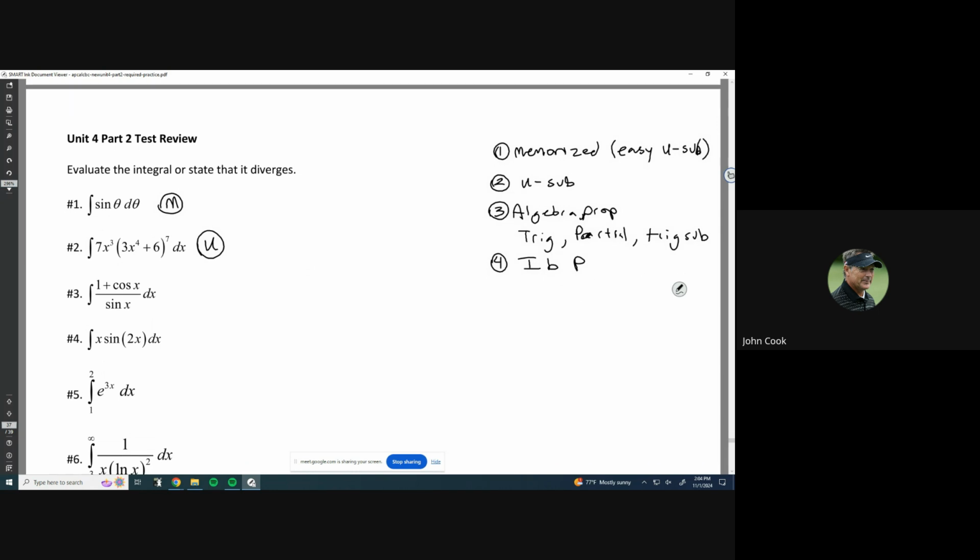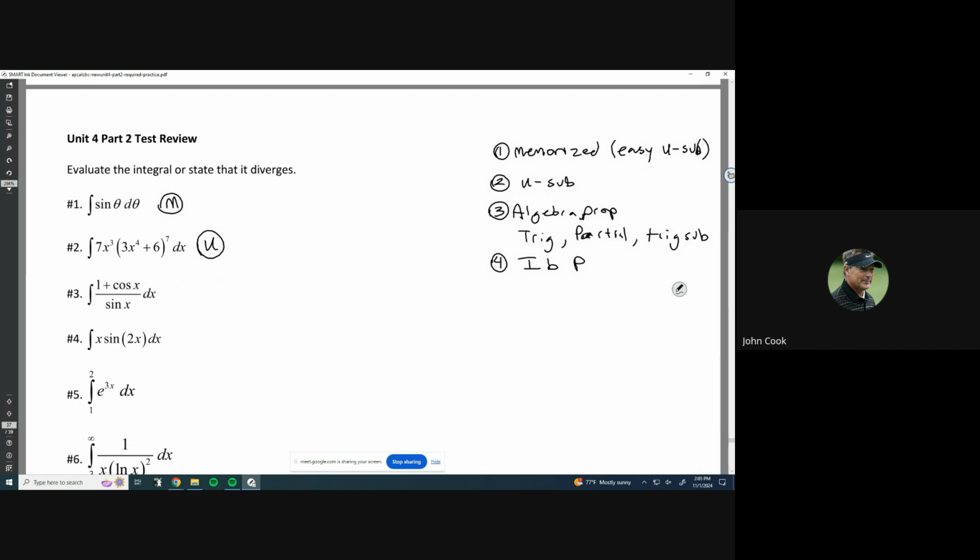All right, so next one. 1 plus cosine of x over sine of x. So it's not a memorized one. It's not a U substitution, because if I let sine equal U, then that means that I would need a cosine all by itself times dx, right? But I have this plus 1 right over here. So it's not quite what I'd want to do.